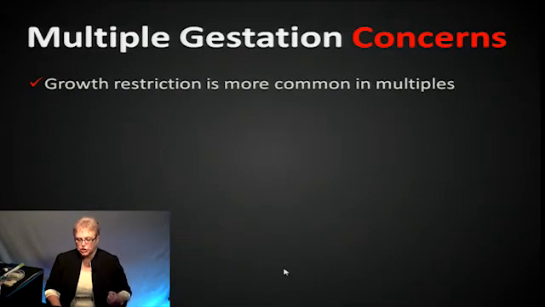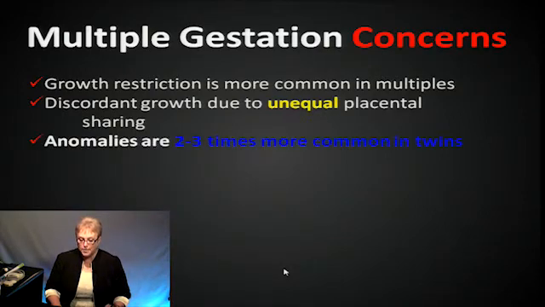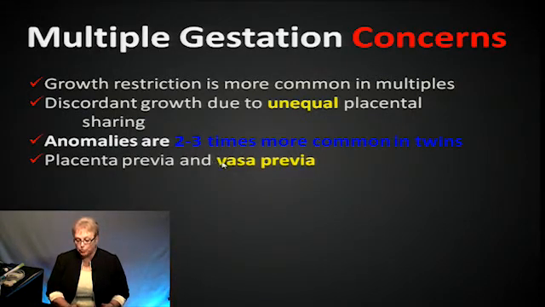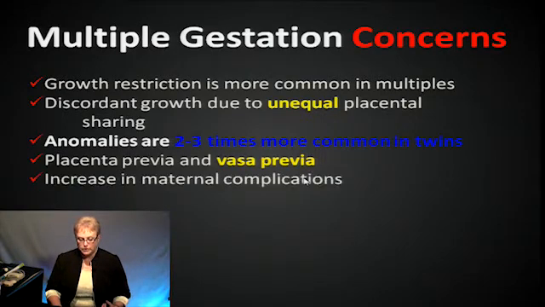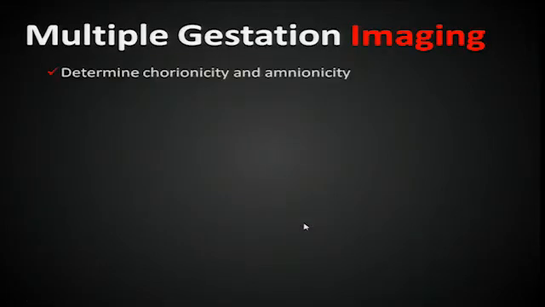So multiple gestation concerns: growth restriction is more common in multiples. Discordant growth due to unequal placental sharing is more common. Anomalies are 2 to 3 times more common in twins. Placenta previa and vasa previas are more common. Cord insertion abnormalities into the placenta are more common. There's an increase in maternal complications because of the overdistension of the uterus, and preterm labor, and the risks vary with chorionicity and amnionicity. So in multiple gestational imaging, you want to determine the chorion and the amnion.